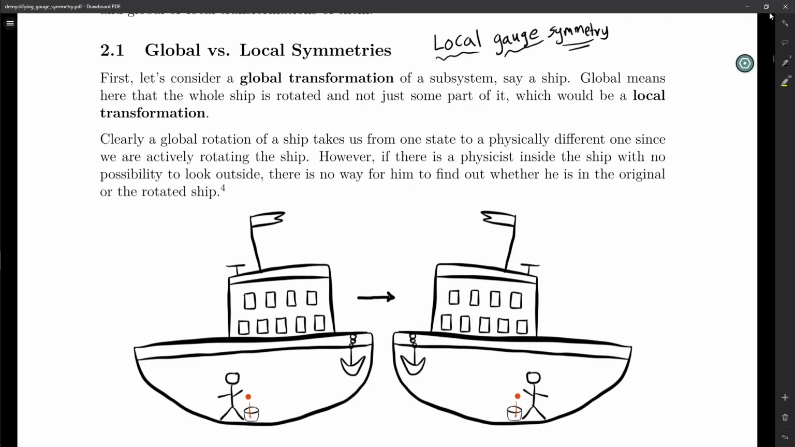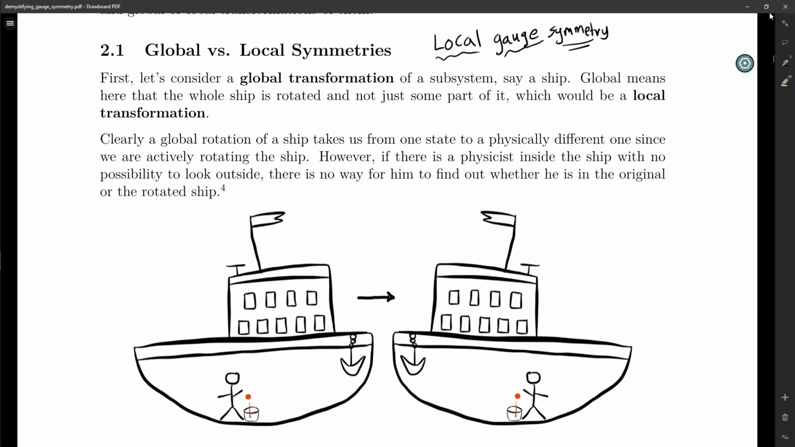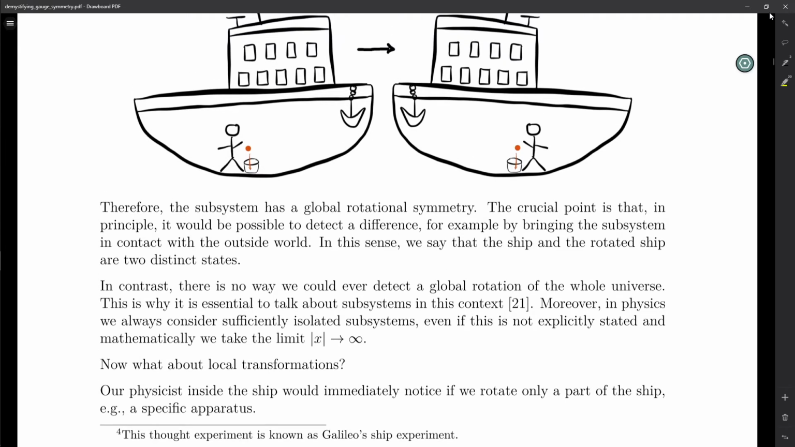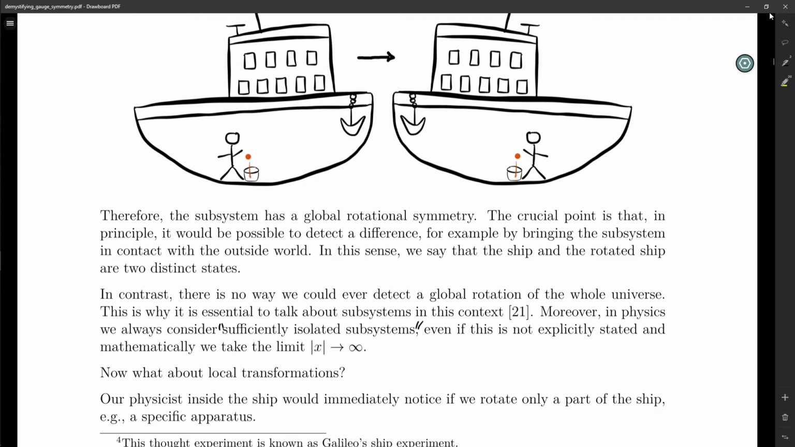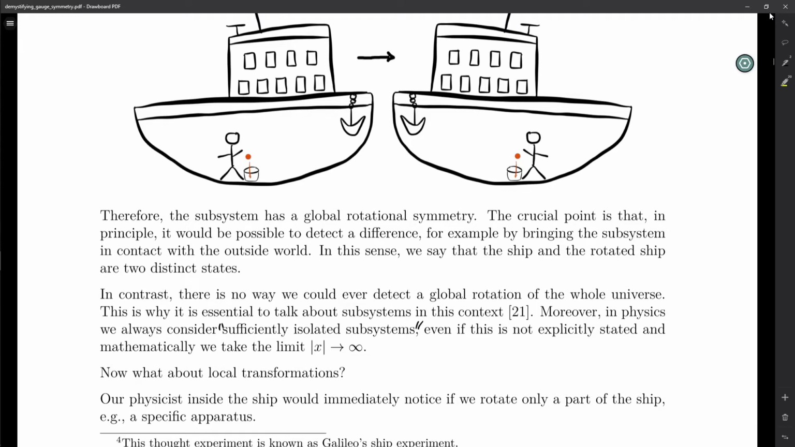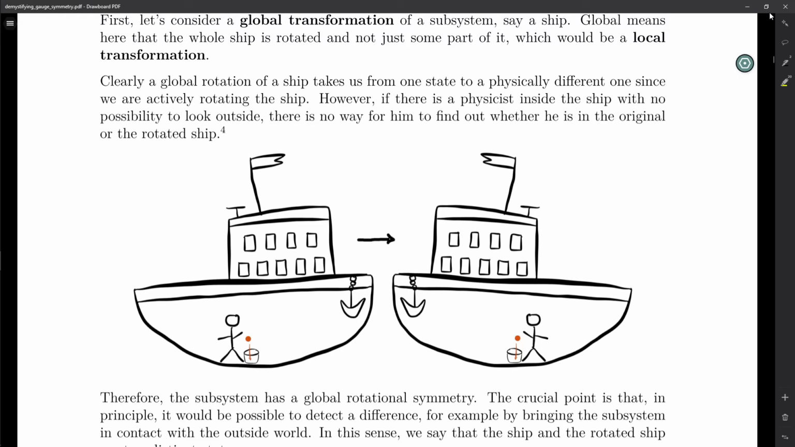So this is pretty much common sense. What's the difference between a global transformation and a local transformation? You've got a system and a bunch of subsystems within it, and obviously the assumption is that we are talking about sufficiently isolated subsystems. That is, these subsystems are not very much interacting with one another, or we can exclude them from thinking of them as interacting with one another. So when I say global transformation, I mean it happens to the entire system.